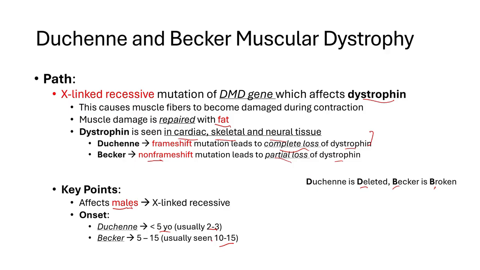And the way that I like to remember this is that Becker is better. These individuals typically have a better outcome. Duchenne has a very poor outcome, with a shorter life expectancy, and wheelchair bound by the age of 20. Becker's typically has a better outcome, and these individuals will not be wheelchair bound until later in life.